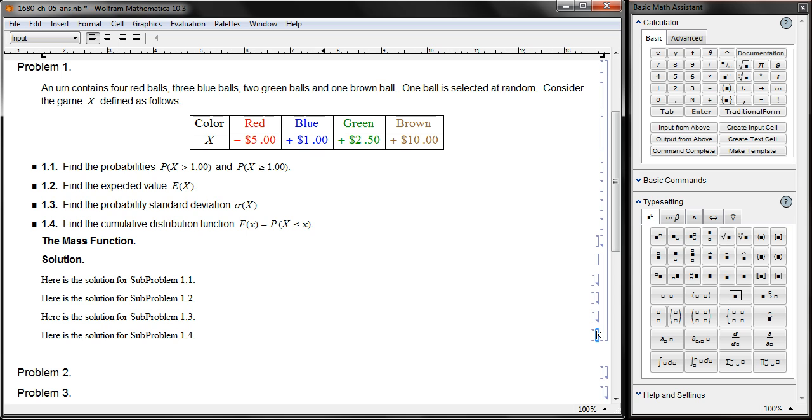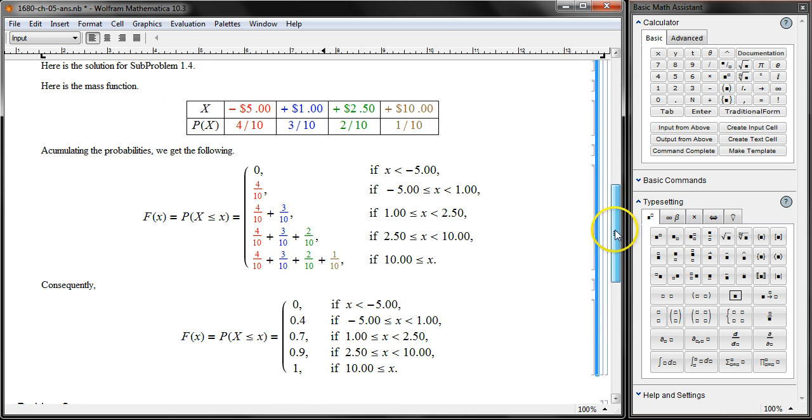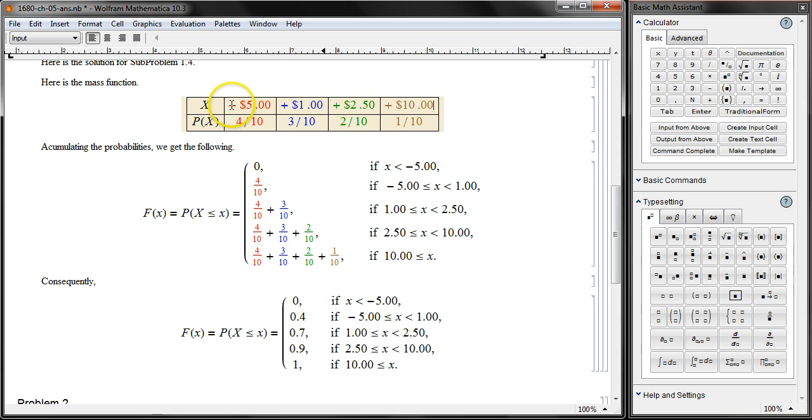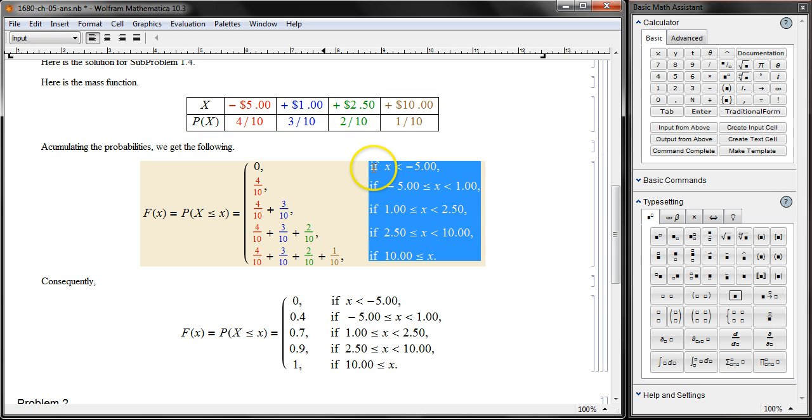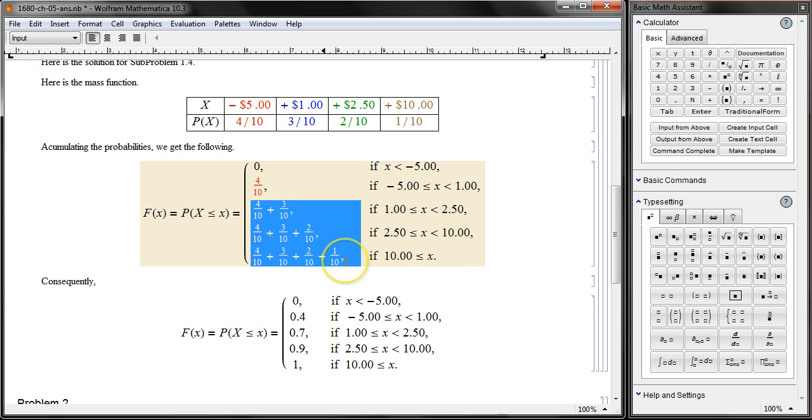In the end, you get something like this. Here's a mass function, and we get these x values: -5, 1, 2.5, and 10.0. And these 4 x values divide your number line into 5 pieces. Less than -5, between -5 and 1, from 1 to 2.5, from 2.5 to 10, and finally greater than or equal to 10, as you see over here. This right-hand side is far more important and trickier than the left-hand side.